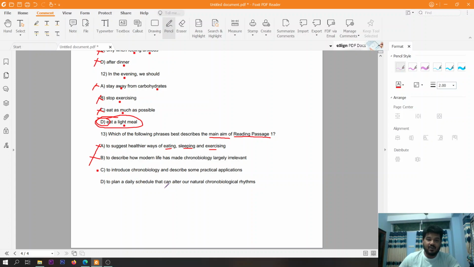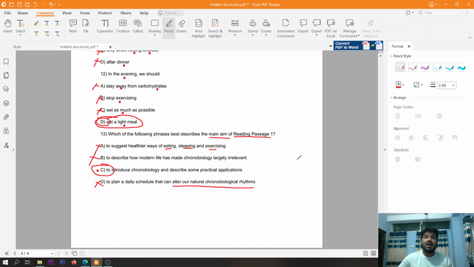Now, let's read the last one as well. To plan a daily schedule that can alter our natural chronobiological rhythms. Again, this is not really the answer, because there is no particular paragraph which says directly that this is how you should plan your natural chronobiological rhythm. Neither does it talk about chronobiological rhythms directly, because it says that everyone has different chronobiological or circadian rhythms, and it is fine, it is benign. Although there are variations, they are benign variations, not harmful. So this is also not the answer. So most likely this is the answer.